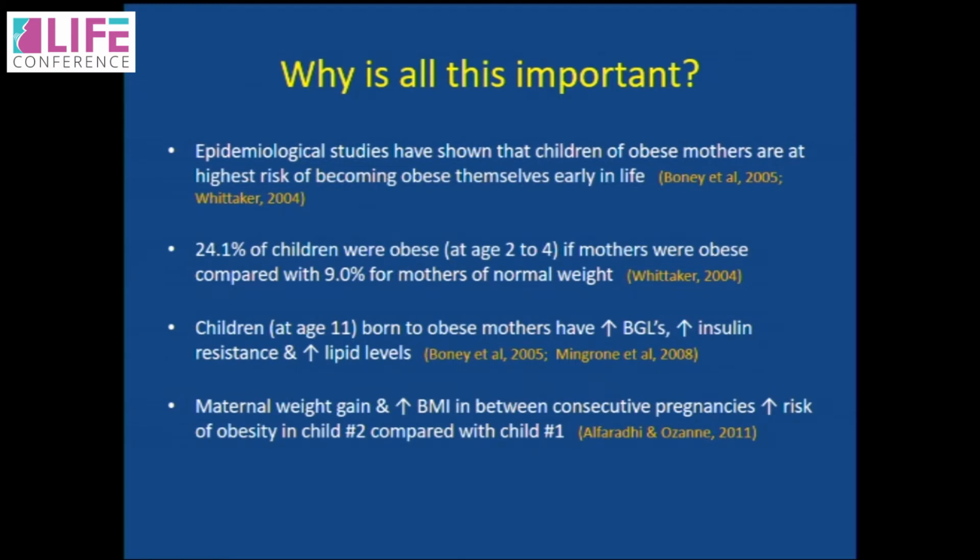There was a very elegant paper in 2011 which showed that maternal weight gain and increased BMI between consecutive pregnancies increased the risk of obesity in the second child compared to the first child. So that's why it's important for us, whenever we look after these women, to make sure that they try to get back to the pre-pregnancy weight as quickly as possible before they attempt the next pregnancy.